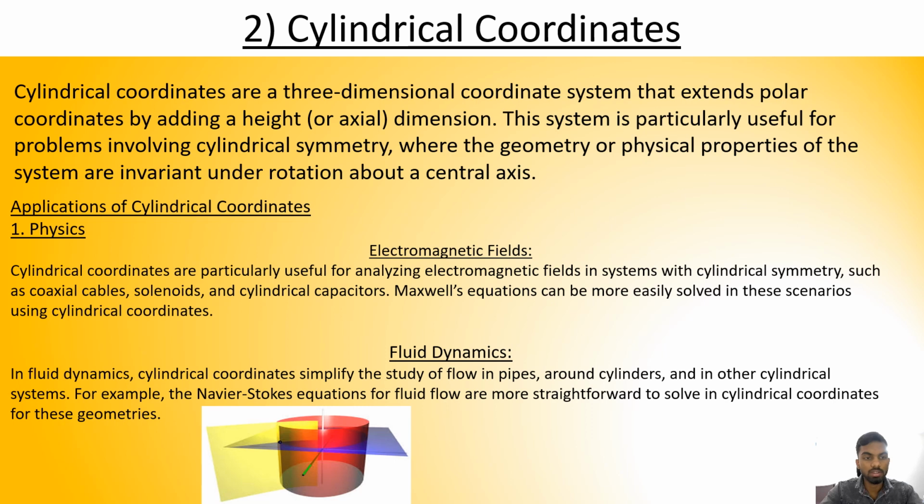Applications of cylindrical coordinates in the physics field. Electromagnetic fields. Cylindrical coordinates are particularly useful for analyzing electromagnetic fields in systems with cylindrical symmetry, such as coaxial cables, solenoids, and cylindrical capacitors. Maxwell's equations can be more easily solved in these scenarios using cylindrical coordinates. Fluid dynamics. In fluid dynamics, cylindrical coordinates simplify the study of flow in pipes, around cylinders, and in other cylindrical systems. For example, Navier-Stokes equations for fluid flow are more straightforward to solve in cylindrical coordinates for these geometries.